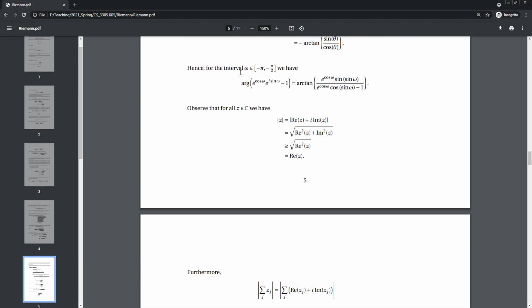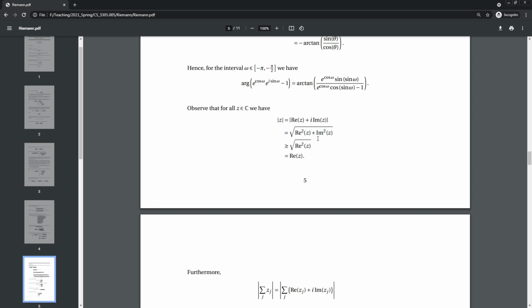Okay, so now omega, our variable of integration from way back when, we consider it in this form whenever we're looking at the denominator. So the argument of that denominator, of e to the cosine omega plus e to the I sine of omega minus 1, is the arctangent of this over this. And so for all complex numbers z, we have this property, which we just discussed, okay?